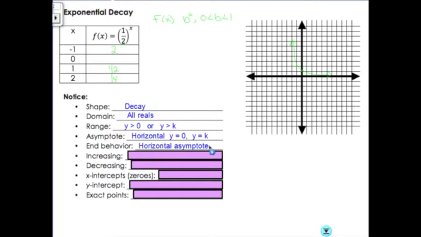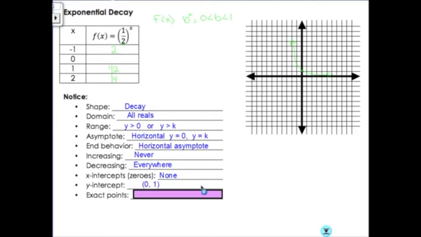Now this is where things change a little bit. Our decaying function is increasing never and decreasing everywhere. This is the opposite of our exponential growth function. Our x-intercepts are none. Our y-intercept is 0, 1. And our exact points are -1, 2, 0, 1, and 1, 1/2. And like before, these are only a few of the very many exact points that you could have for this function.